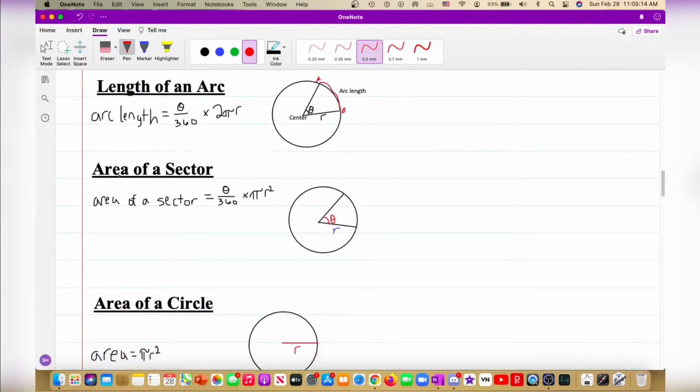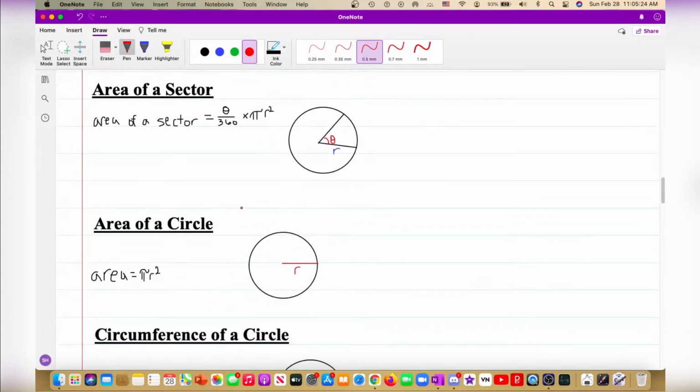And you have a sector. This is pretty similar to length of an arc. So area of a sector equals theta over 360 times pi r squared because it's for area. And pi r squared is the area of a circle. So area equals pi r squared. All you need is the radius.